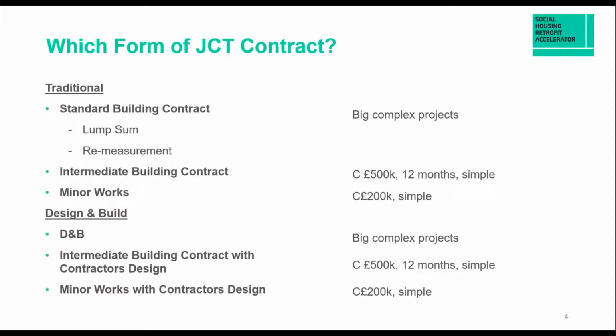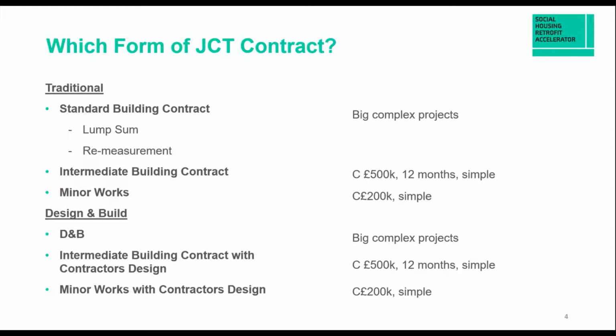As you can see, the JCT works contracts are actually aligned to the delivery routes. So you'll see that they're split into traditional and design and build. So the former, the traditional, being for situations where the contractor isn't carrying out any design, and this has already been done by the client, and the latter being where the contractor is required to both design and build. They're then further broken down, the contracts, by complexity and value.